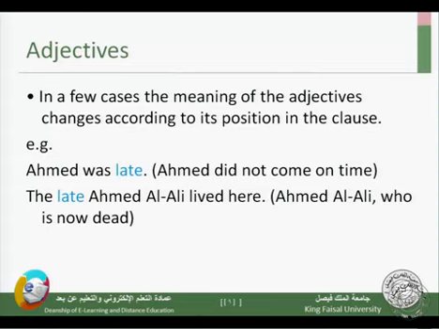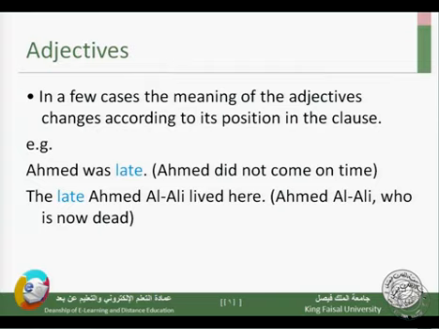This is a predicative adjective in this case. Late can also appear as an attributive adjective. As in this example, the late Ahmed Al-Ali lived here. So Ahmed is the noun. The late Ahmed Al-Ali, of course, is a nominal group. It is an NP. Late is an attributive adjective. It came before the noun. And here it means that Ahmed Al-Ali, who is now dead. Okay, so the late Ahmed Al-Ali, a person who is now dead. Okay, so the meaning changed when we moved late to use it attributively.